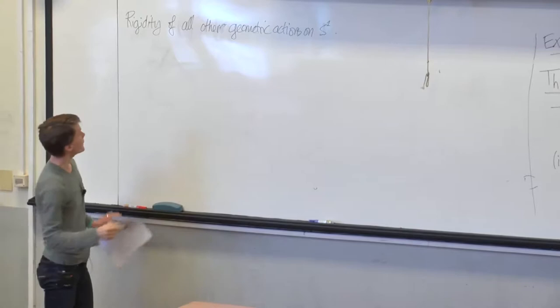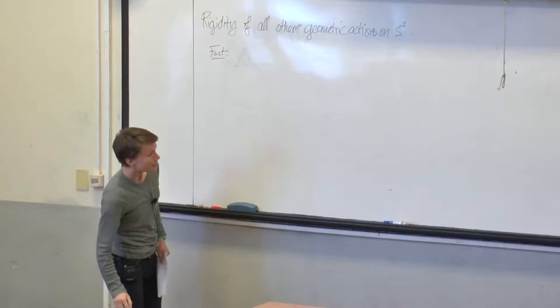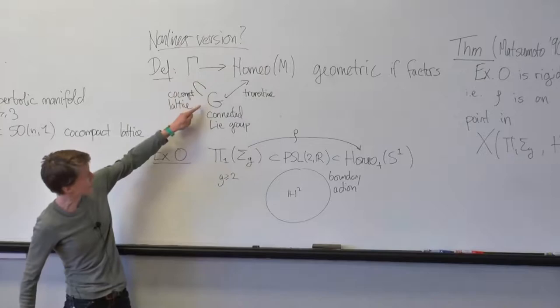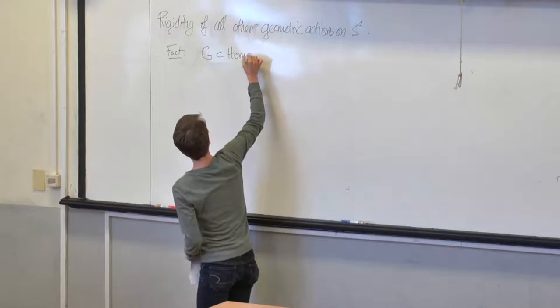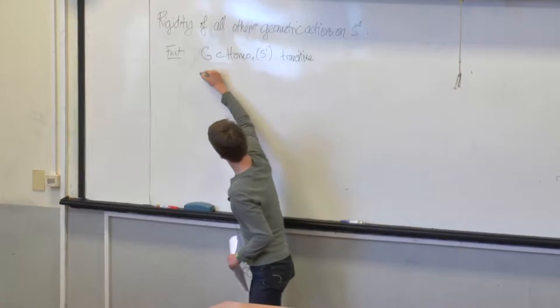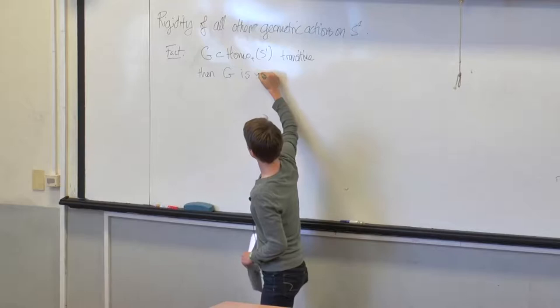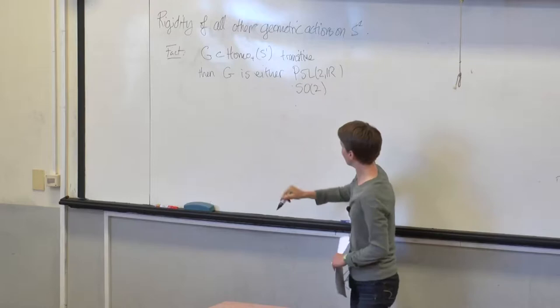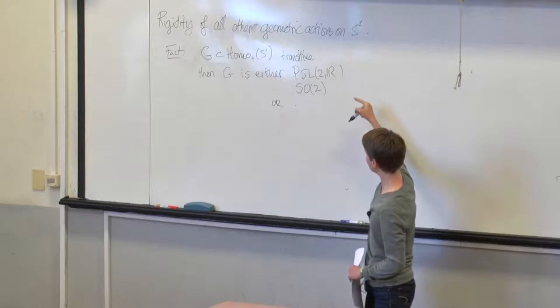So here's a fact slash exercise. I have gamma, I want to put it into homeomorphisms of the circle, but it's supposed to factor through some Lie group. What are the options for the Lie group? Let's be systematic. If G acts on the circle transitively, then there's not very many options. G is either, I already gave you PSL2R as an example. There's the obvious example of just rotations. And then there's one more silly thing you can do, which is that the circle is a cover of itself.